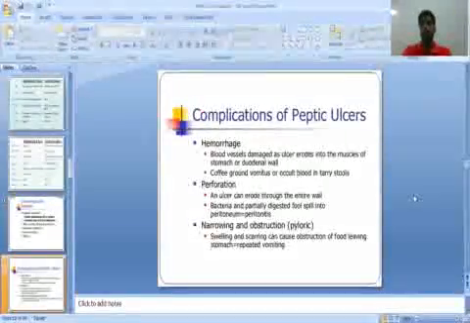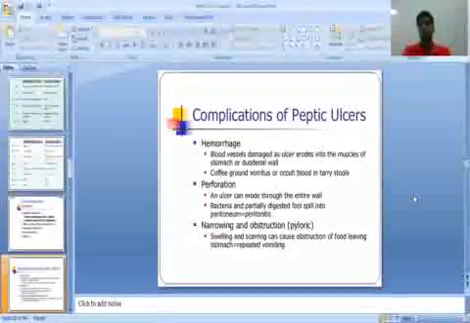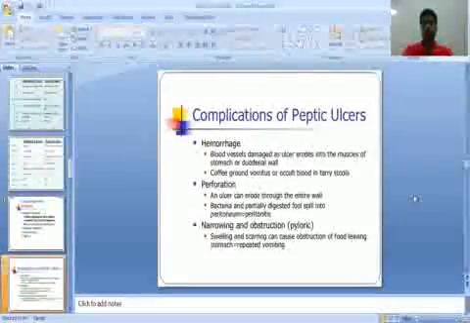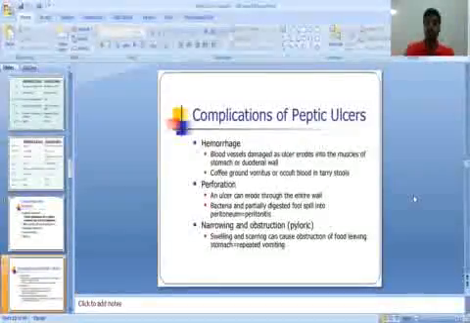Complications of peptic ulcer include hemorrhage, perforation, narrowing and obstruction. This is called pyloric stricture or pyloric stenosis.